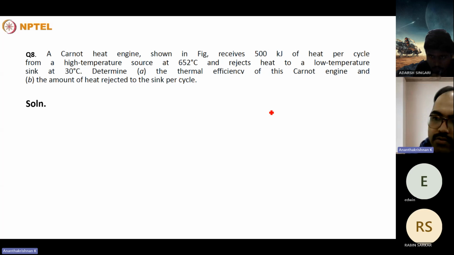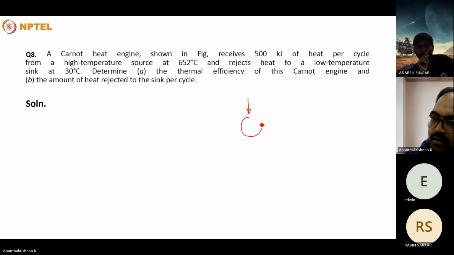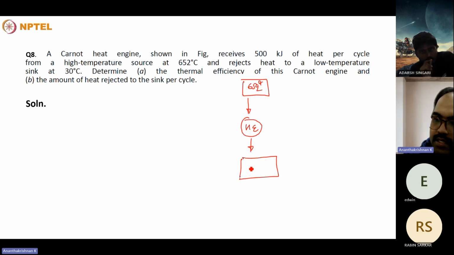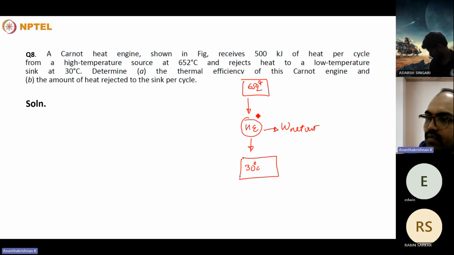A Carnot heat engine, I'll try to solve it quickly. A Carnot heat engine shown in the figure. I'll draw the figure. The heat engine has a reservoir at 652 degrees Celsius and a sink at 30 degrees Celsius. It rejects heat to a low temperature heat sink, and the heat source is at 652 and heat exchange is 500 kilojoules. We need to calculate the thermal efficiency of the Carnot engine and the amount of heat rejected to the heat sink per cycle.